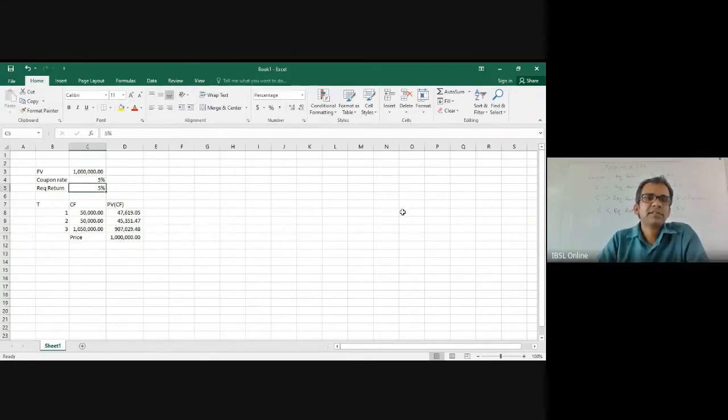Now we'll change this 5% to 5.1. What do we expect? Price to be less than 1 million. So it's only 997,281. Here it's not 5%. Let me make it clear. Yes, it's 5.1. What would happen if you change this to 4.9? Price should be more than 1 million. So it's 1,002,728. Clear?